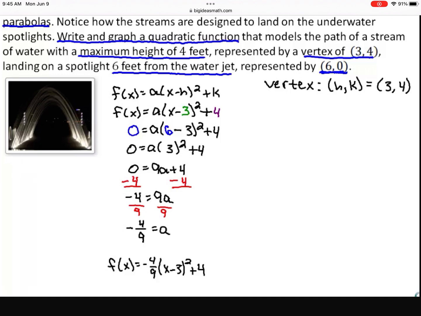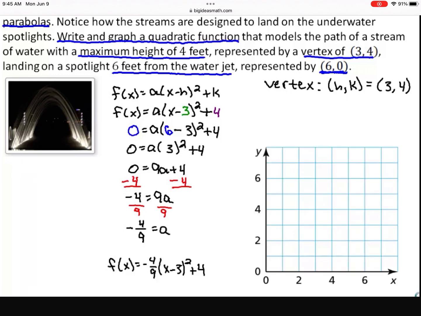Now graph the function. Because h equals 3, the axis of symmetry is x equals 3. So to graph the function, you first want to graph the axis of symmetry along the line x equals 3. Then plot the vertex (3, 4). Now you want to find and plot 2 more points on the graph.